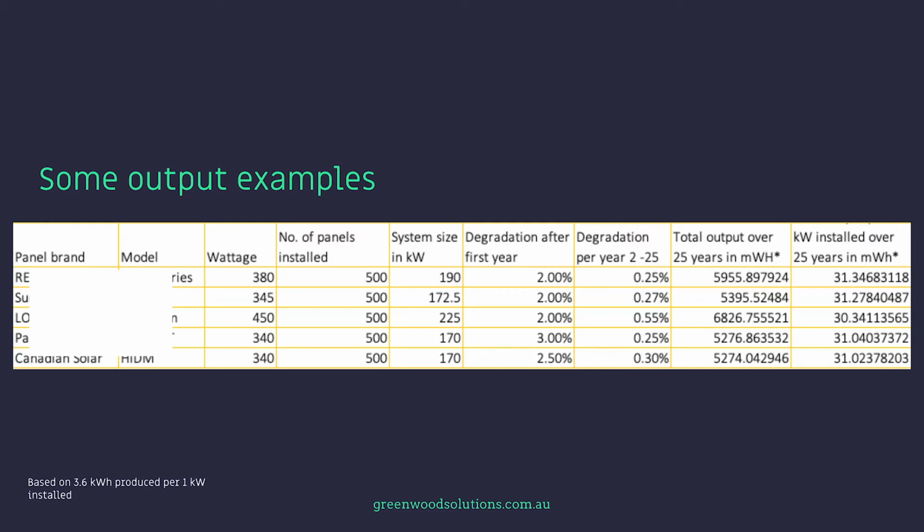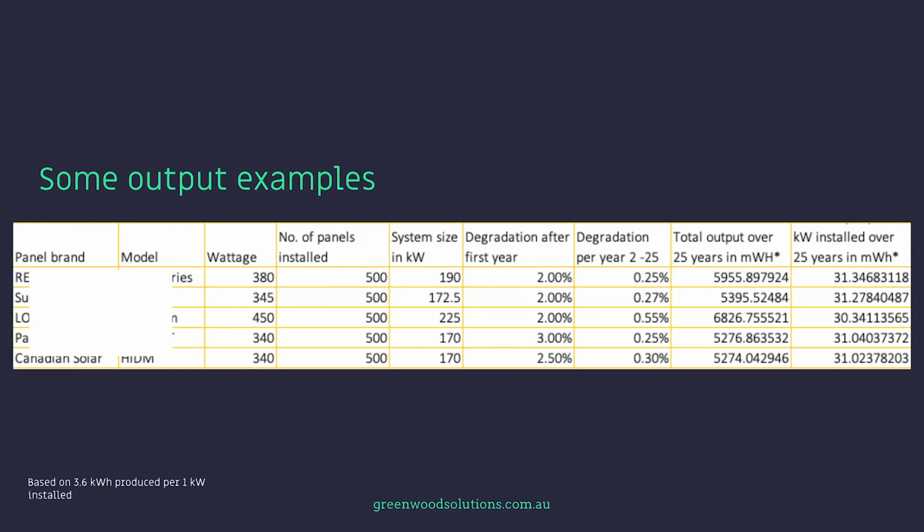You can see it ranges in the first year from 2% up to 3%, and there's one example at 2.5% for the first year. Now all panels degrade a fair whack in the first year, but after that, for the next 2 to 25 years, you can see the degradation varies. So this is separate from the overall efficiency of the panel, which is based on standard test conditions at the beginning of the first year.